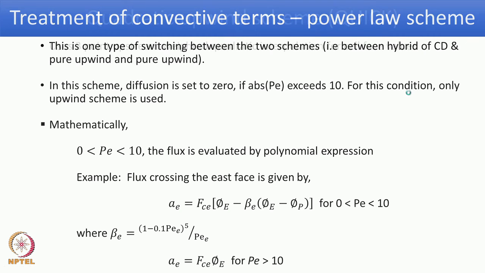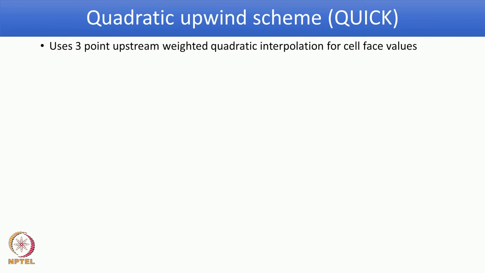Okay. The next scheme that we are going to see is the quadratic upwind scheme, and in short form it is called QUICK. What it does is take 3 points upstream of the node and give a weightage to the contribution from each node. So it uses 3-point upstream weighted quadratic interpolation for cell face values. Now, why has the thought come?